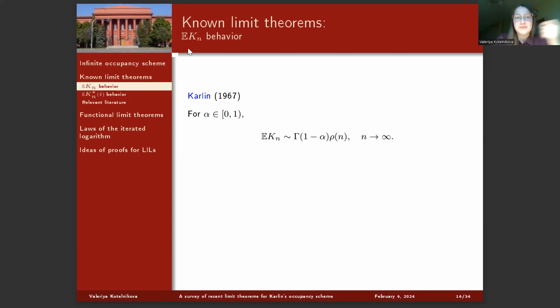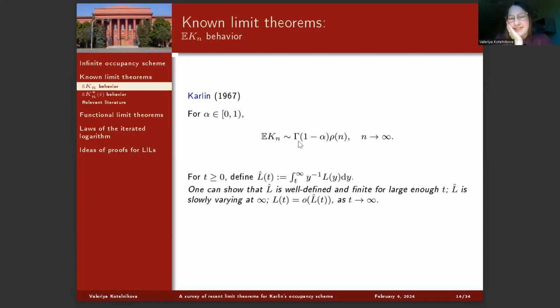So let's first analyze, I'll just show you the results for the mean of the number of occupied boxes. In 1967, in this paper by Karlin, he proved that if alpha is not equal to 1, then the mean of the number of occupied boxes is just the counting function times some constant, and here gamma is the gamma function. I don't know why I said discrete probability distribution.